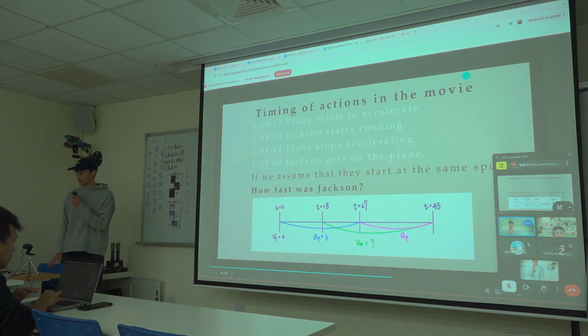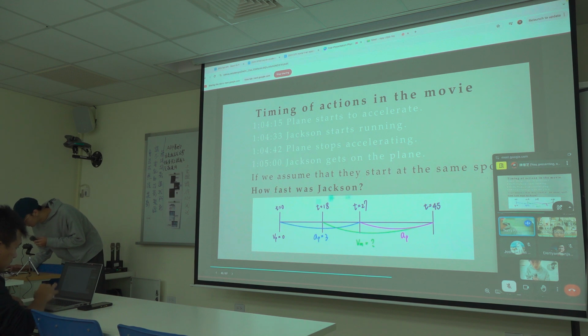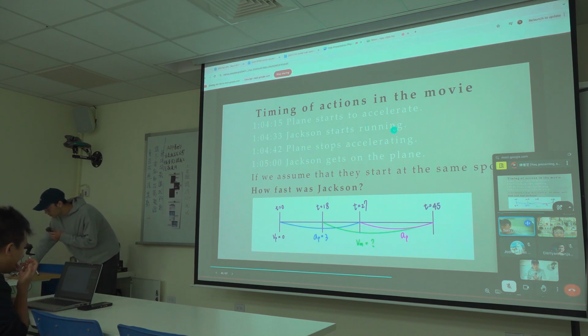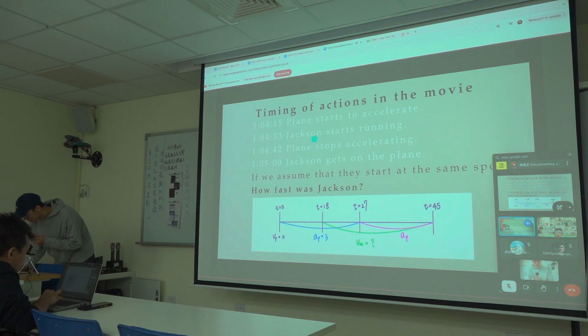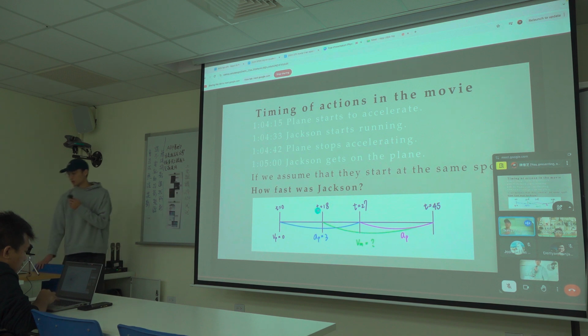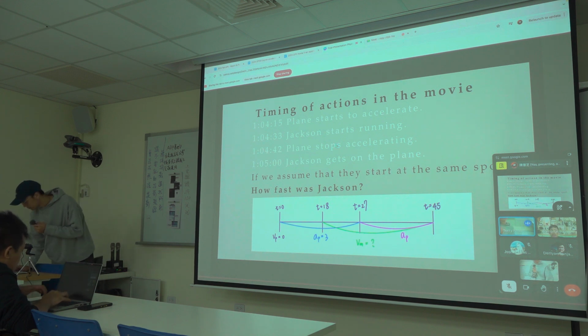Okay, so here's the timeline of the actions in the movie, and then I turned it into a graph here. The plane starts to accelerate for 27 seconds, and then at the 18th second, Jackson, the main character, starts running at constant velocity, and then from the 27th second to the 45th second, the plane stops accelerating.